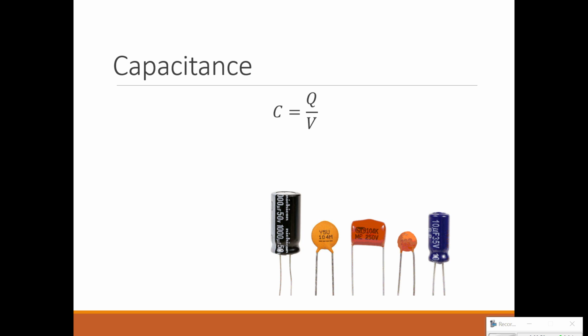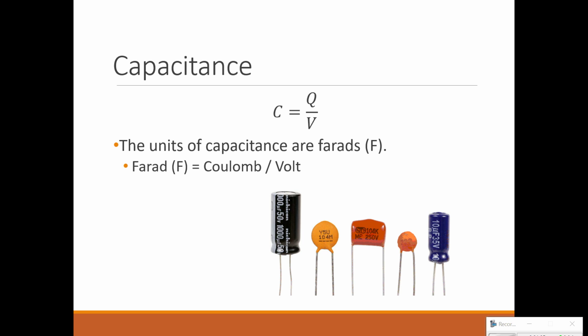Here are a couple of pictures of different capacitors that you might have seen on a circuit board. Sometimes they look like cylinders. You might have little tabs, that would be the red one in the middle. Some have rounded shapes, that would be the yellow and orange ones. The units of capacitance are farads, given by the symbol capital F. A farad is again another ratio, just coulombs per volt: charge per voltage.